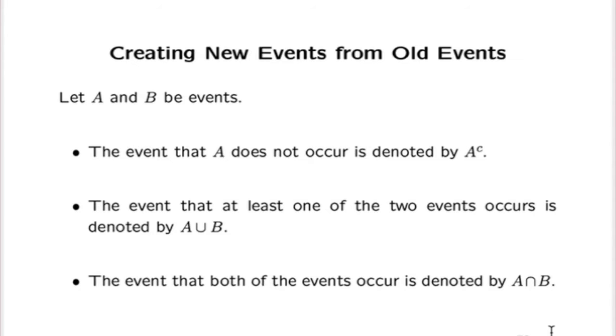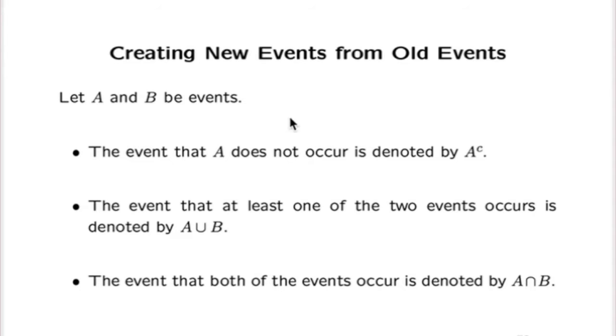Okay, so those are several examples of experiments, sample spaces associated with those experiments, and composite events that are of interest and are associated with those experiments. And so now we're going to move on and look at how to create new events from old events.